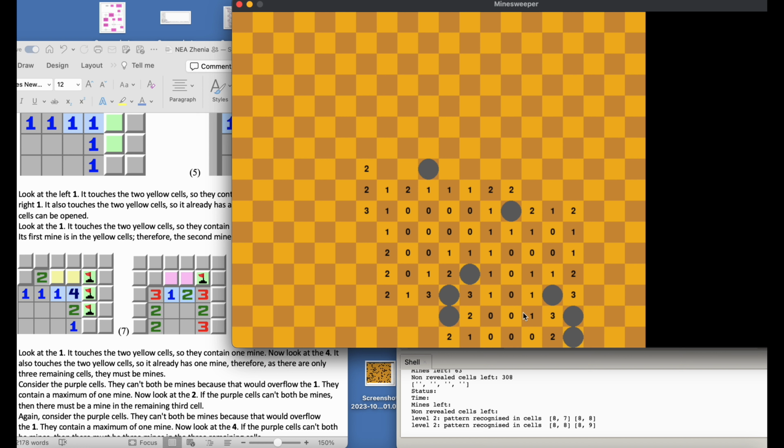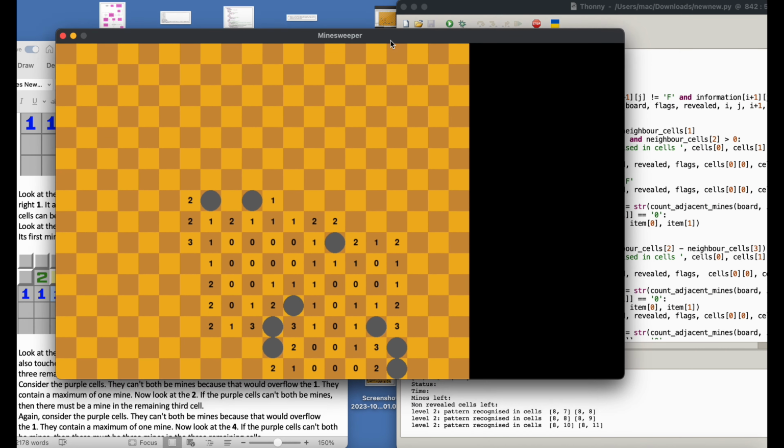8-8 and 8-9. So these are these two cells. This is the same pattern, so we are going to flag this cell and we are going to reveal this cell. Pattern 7. Yes, let's wait. Yes, that's what happened. And it goes on and on.